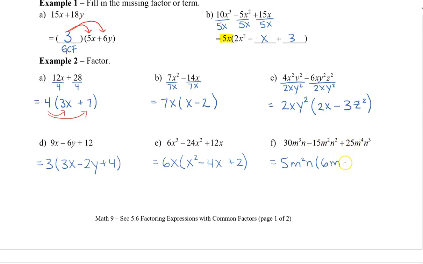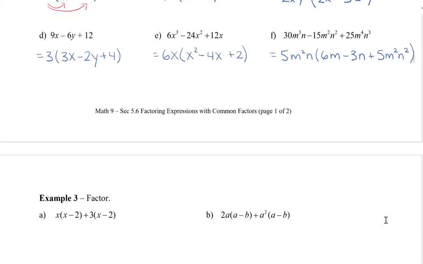Okay, negative 15 divided by 5, negative 3. M squareds cross off. N squared divided by n is n. And the last term, we have plus 25 divided by 5 is 5. M to the 4 divided by m squared is m squared. Remember, we are subtracting exponents. And then n cubed divided by n is n squared. All right, so that's how you factor by taking out a common factor.